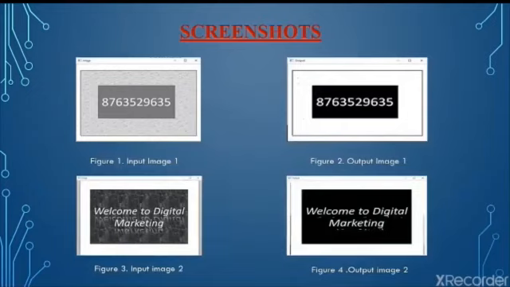To explain the difference between the input and the output image, I will explain the first two screenshots. Figure 1 depicts the input image one that I've taken, and it consists of noise, it is very blurry, and the text in that image is not that clear.